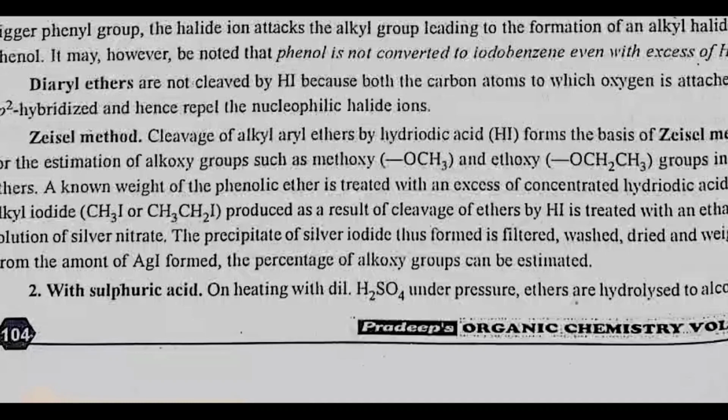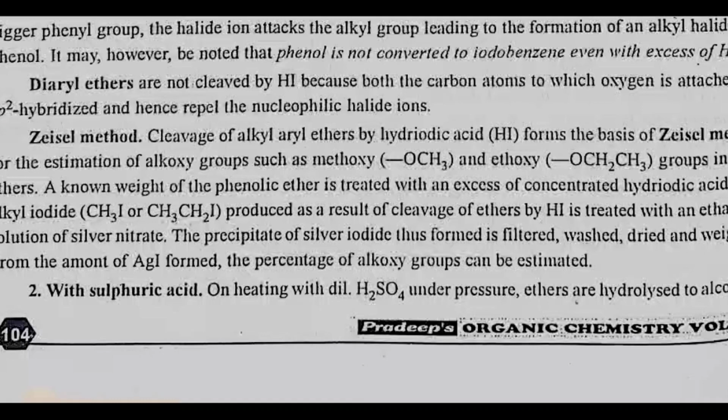Ziesel method. Cleavage of alkyl aryl ethers by hydriodic acid HI forms the basis of the Ziesel method for the estimation of alkoxy groups such as methoxy or ethoxy group in such ethers. A known weight of a phenolic ether is treated with an excess of concentrated hydriodic acid. The alkyl iodide produced as a result of cleavage of ethers by HI is treated with an ethanolic solution of silver nitrate. The precipitate of silver iodide thus formed is filtered, washed, dried and weighed. From the amount of AgI formed, the percentage of alkoxy group can be estimated.